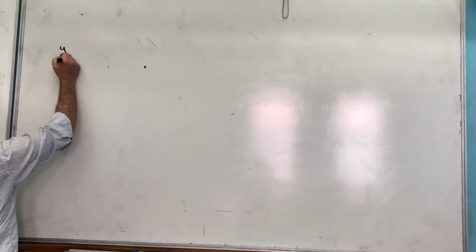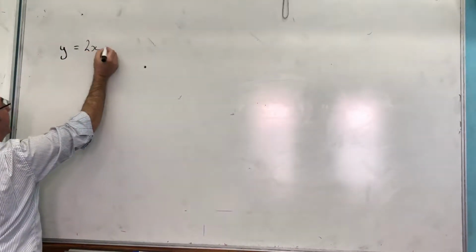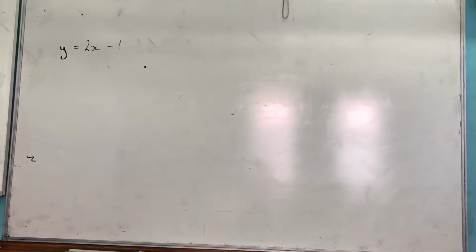All right, so today what we're doing is we're looking at graphing straight lines, which I think is actually pretty straightforward. The first one we're given is y equals 2x minus 1. And we're being asked to do up a graph of that line.